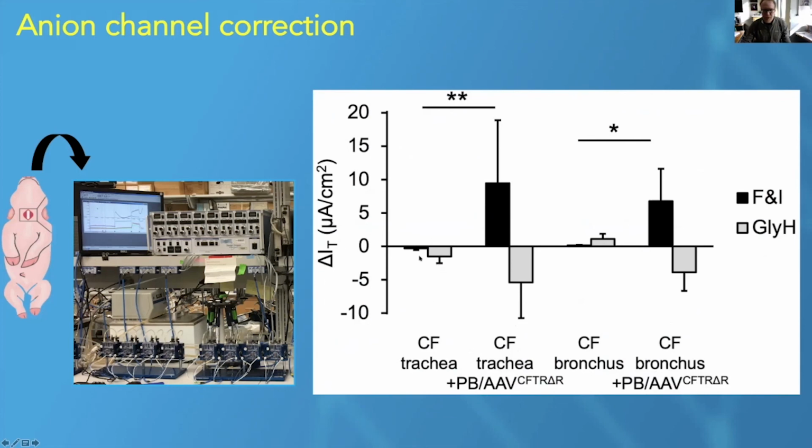So CF pigs have no chloride conductance in response to forskolin, IBMX, or GlyH. But in the pigs that received the vector, we saw a big response to forskolin and GlyH. So this is actually direct evidence of CFTR channel activity that approaches wild type levels. And we saw expression in both the trachea and the bronchus.